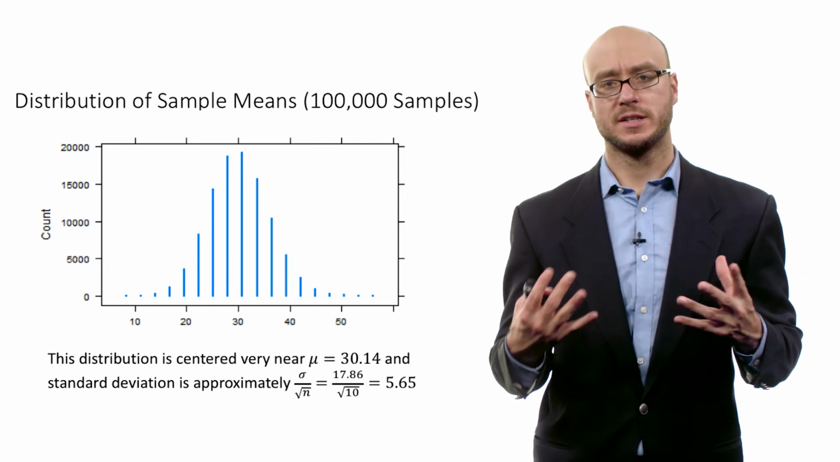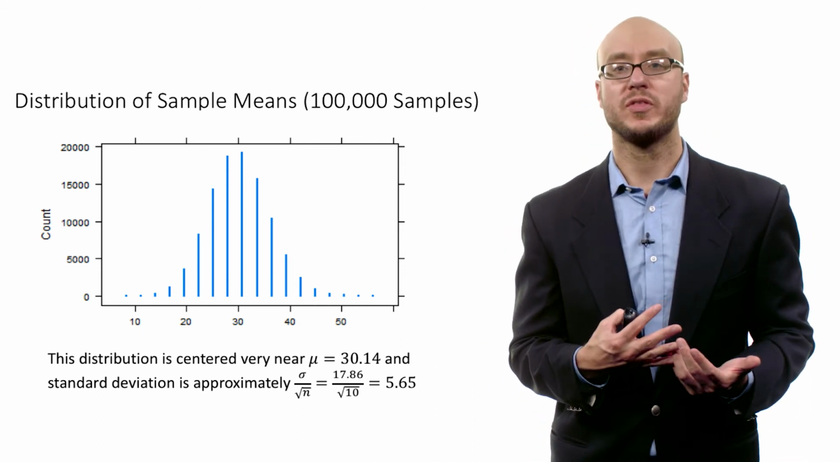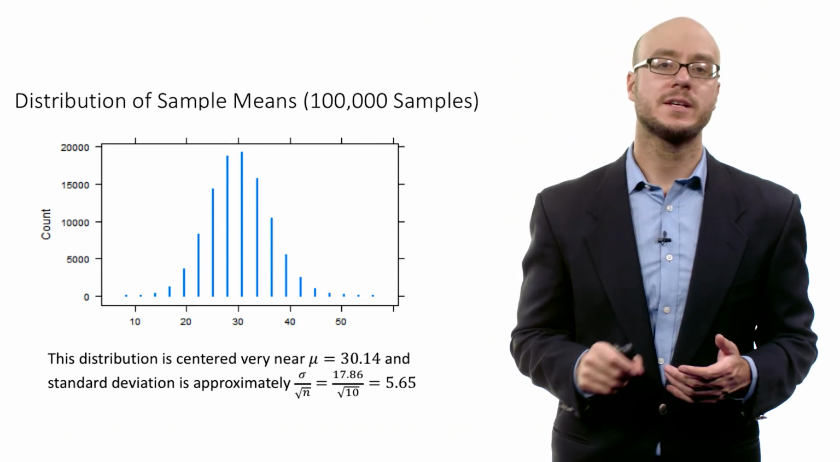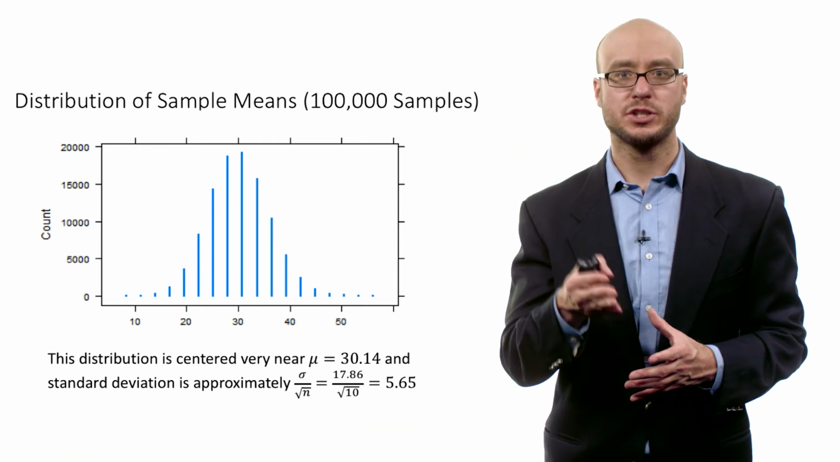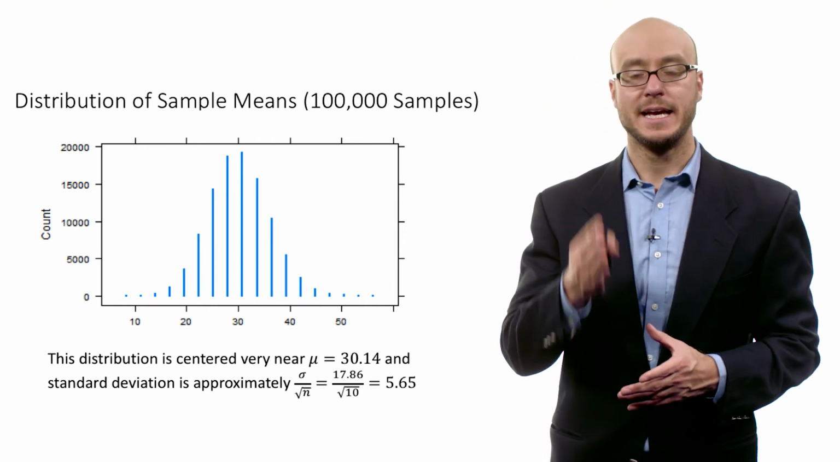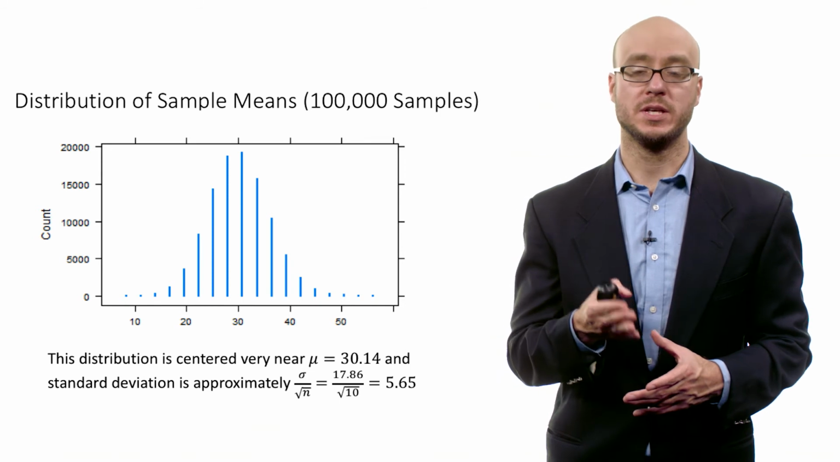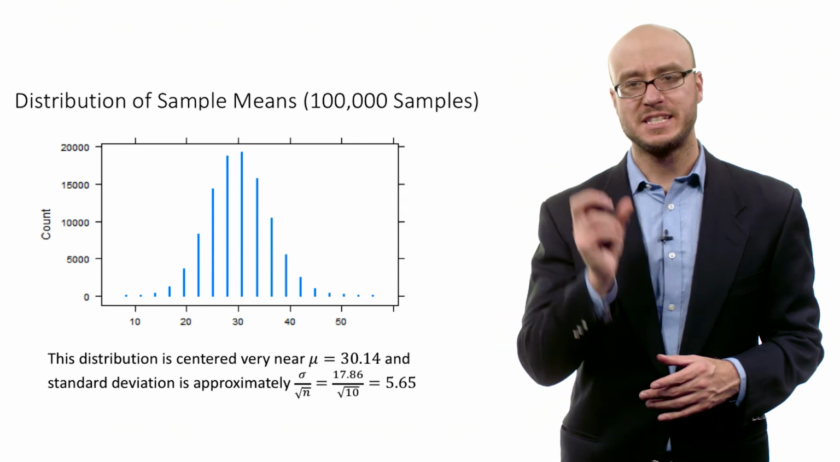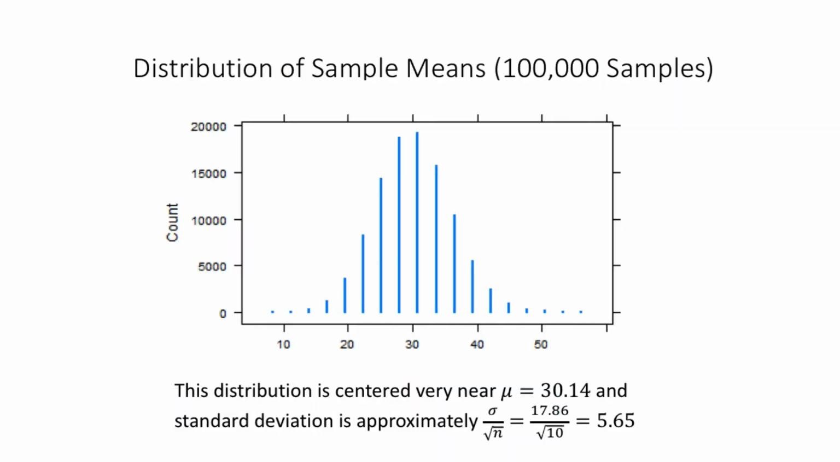So let's look at this distribution of sample means using 100,000 samples. Each point here, the points are so small you can't even see them, is a different sample mean. And you can see that this distribution of sample means, or sampling distribution, is centered on the population mean mu. It's very close to 30.14. And then the standard deviation of the sampling distribution, the spread, how far off on average we expect the sample means to be from the population mean, is given by 17.86 divided by the square root of 10.